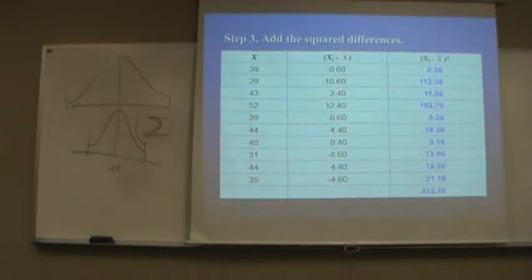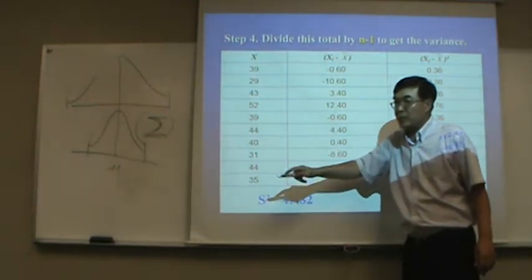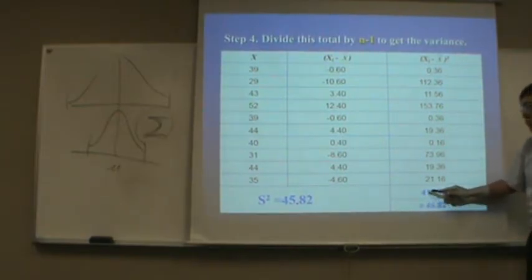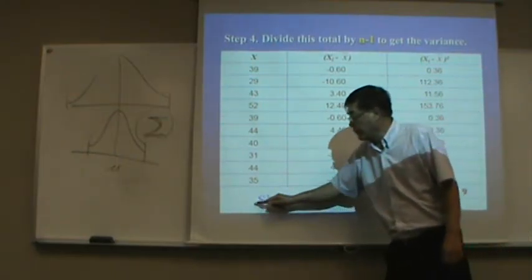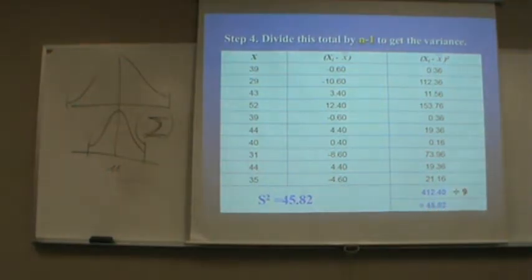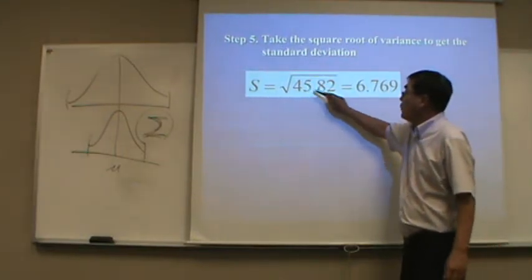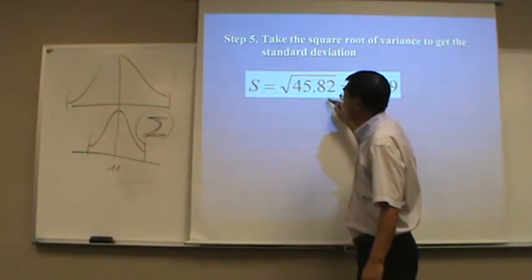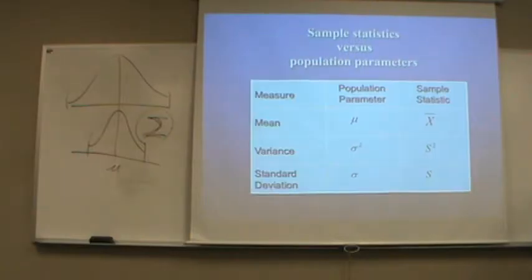And then add all of them: 412.4, divided by 9, because the sample size is 10, n minus 1, 9. 412.4 divided by 9 equals 45.82. That is the sample variance. Sample variance is 45.82. Sample standard deviation is the square root of the sample variance. That is 6.769.